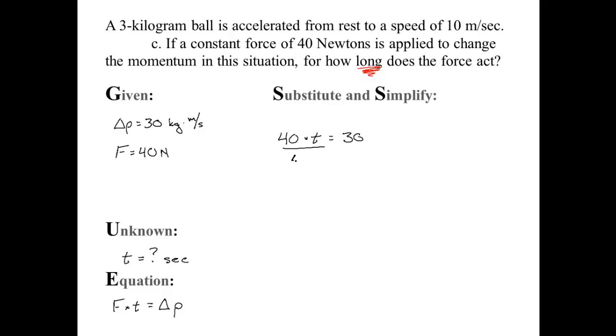In order to get t all by itself, I'm going to divide by 40, so I cancel. Whatever I do to the left, I have to do to the right. T equals 0.75 seconds.